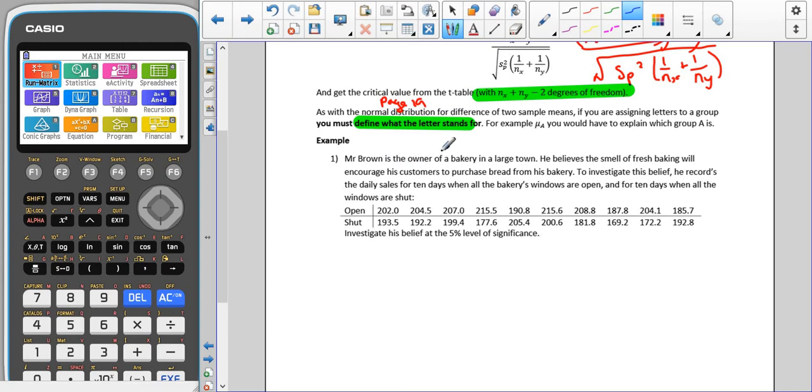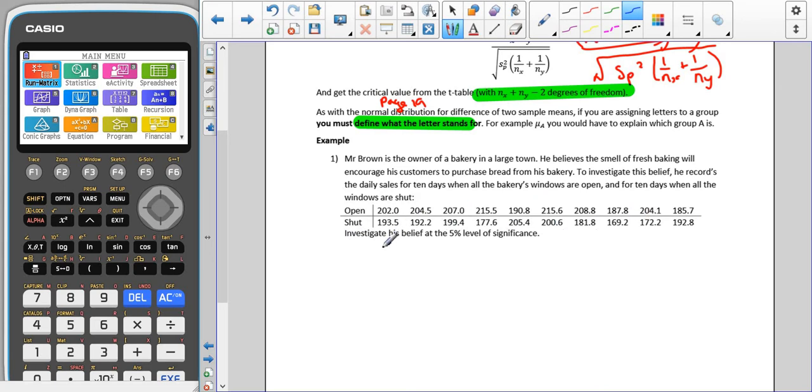So we've got Mr. Brown is the owner of a bakery in a large town. He believes the smell of fresh baking will encourage his customers to purchase bread from the bakery. To investigate this belief, he records the daily sales for 10 days when all the bakery's windows are open and 10 days when all of them are shut. So it's very important to notice that this is two samples of data.